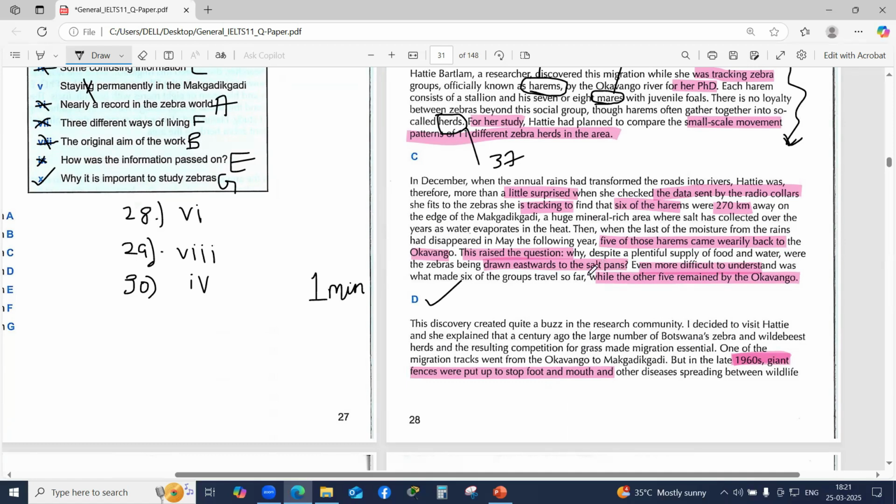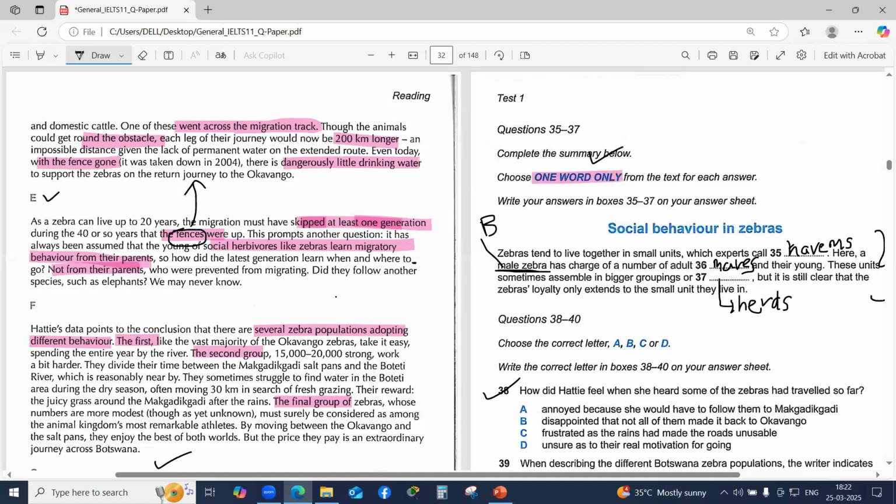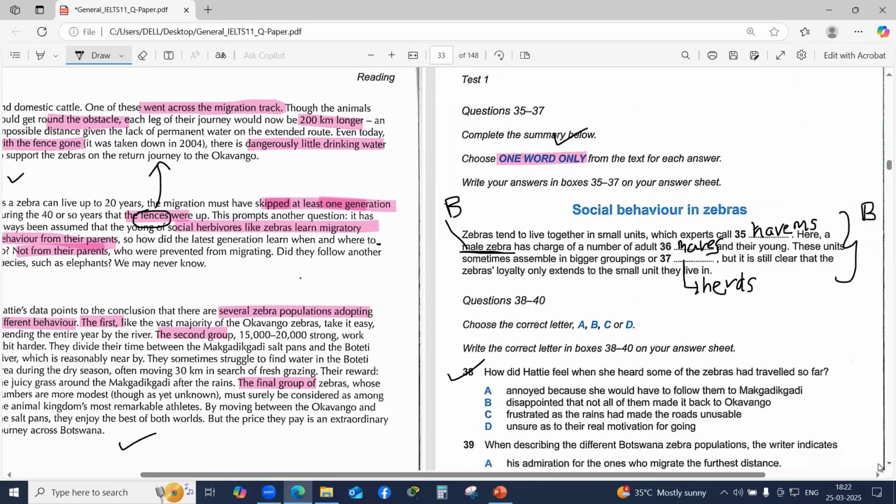And the answer for that was some confusing information, right? So how did she feel? She was surprised. She had a question in mind. It was difficult for her to understand. Correct? And what is the answer? Then we can mark. How did she feel?